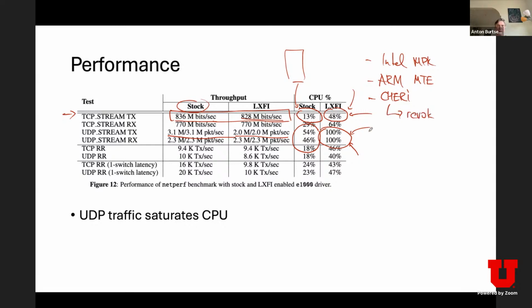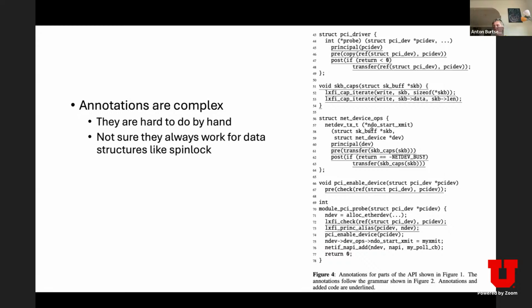But nevertheless, the second problem is the complexity of those annotations. So essentially in LXFI, every time you pass something across, for example, here in this function probe, which is a function of a PCI driver interface, you're passing a pointer to a PCI device, right?